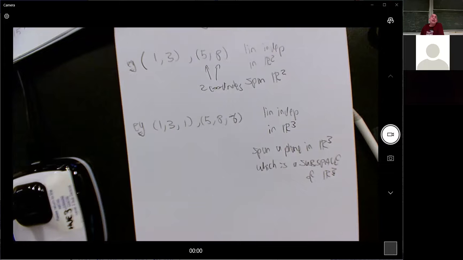So when you span things, you automatically include the origin because you can do 0 times each of the vectors. That's a perfectly good linear combination. Yeah. So span.